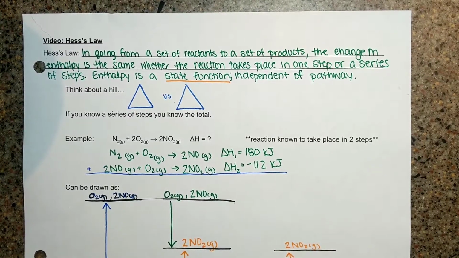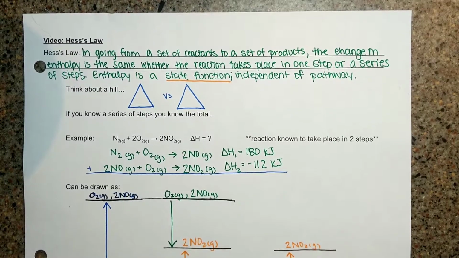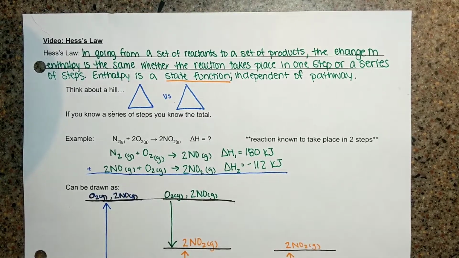This video is on Hess's law. Hess's law says that in going from a set of reactants to a set of products, the change in enthalpy is the same whether the reaction takes place in one step or a series of steps. So enthalpy is a state function. It's independent of the pathway.